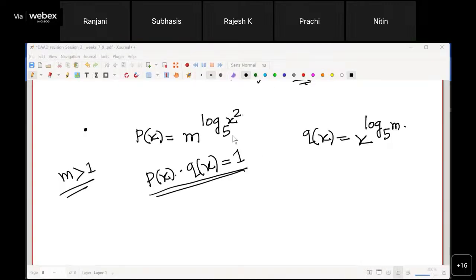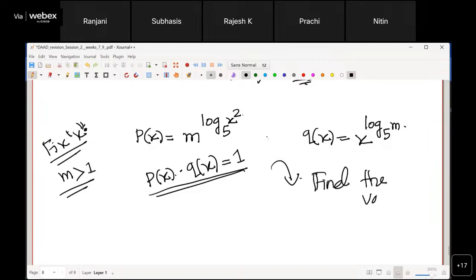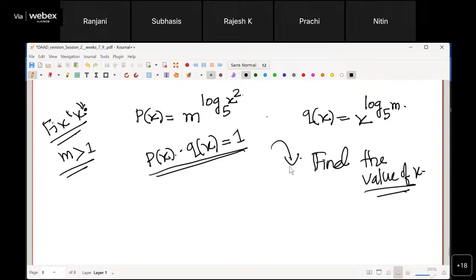Now you can see this, right? Yes. Suppose you have a fixed x, and m is greater than 1. This p of x times q of x is 1, right? And once we have this, we need to find the value of x. Correct? Hello?